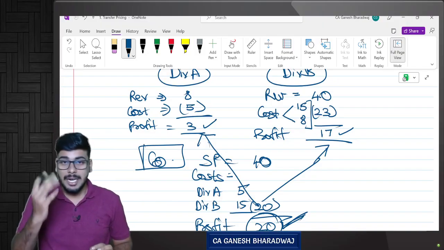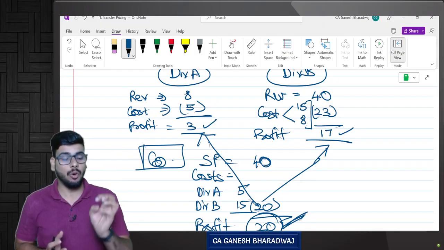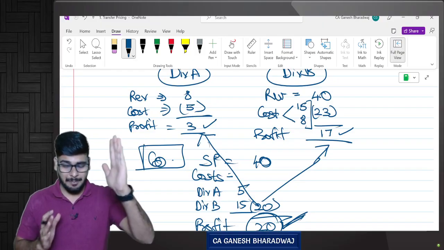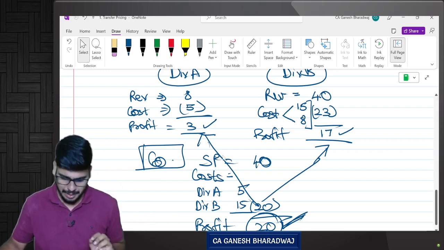I'm repeating, transfer price does not impact the overall profit of the company as a whole. It impacts only your division-wise profit or your department-wise profit. So what do you mean by this?